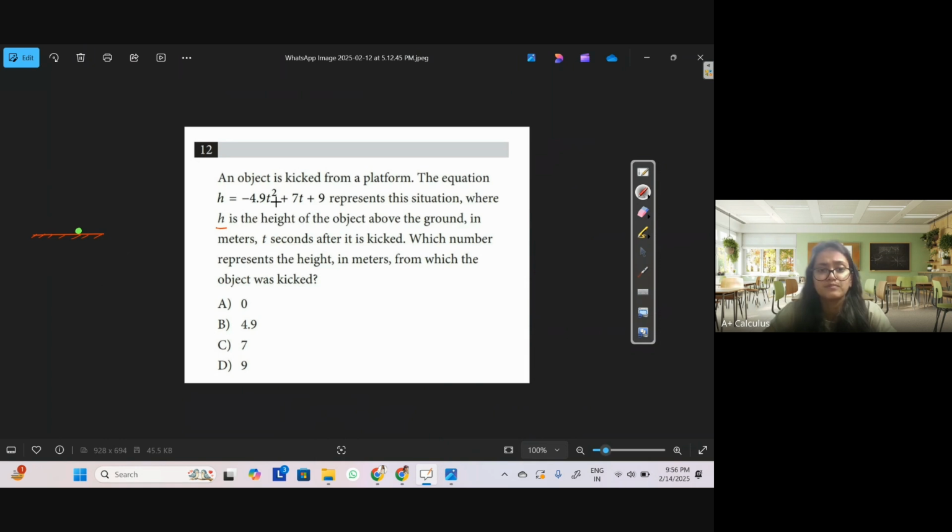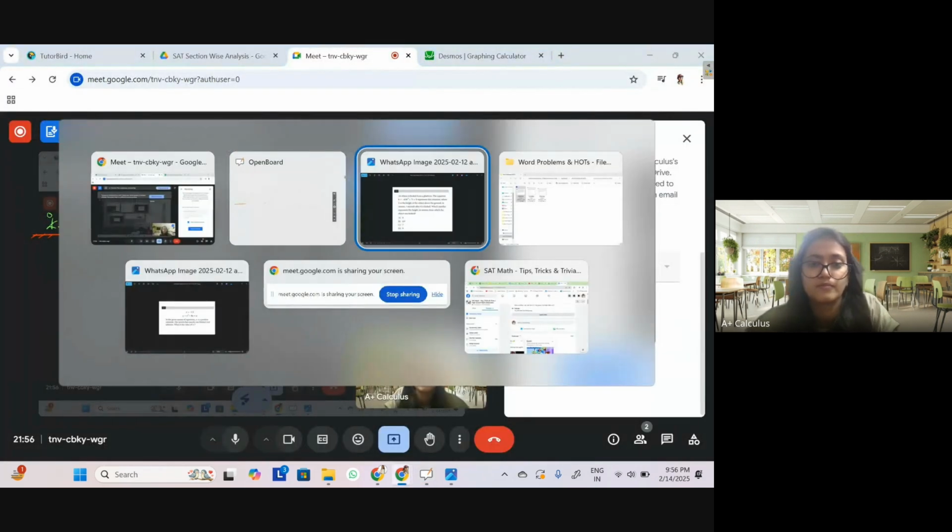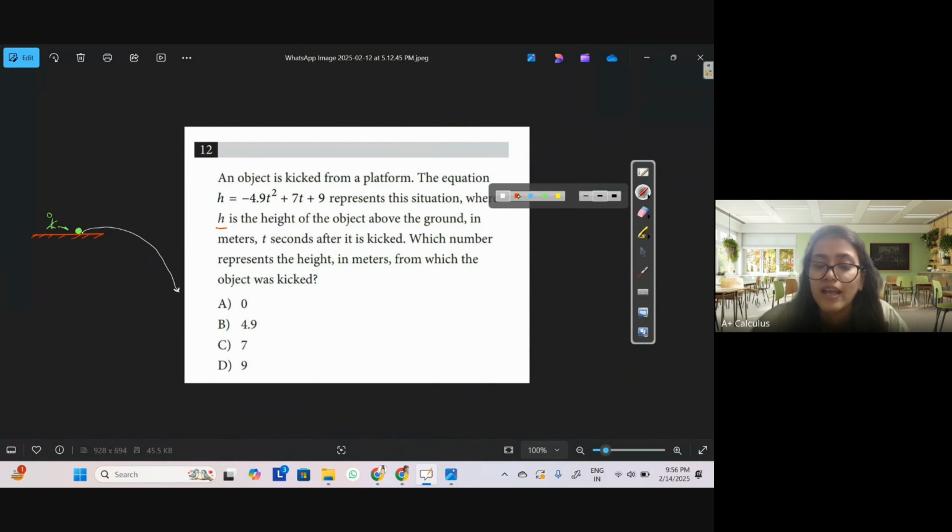Okay, and you are kicking this object. You kick it. And so when you kick something, it follows a quadratic path. Okay, so it will kind of follow this path, which is a parabola. Okay, and so the equation of this parabola is given by negative 4.9 t square plus 7t plus 9. So this is the height of the object t seconds after it is kicked.